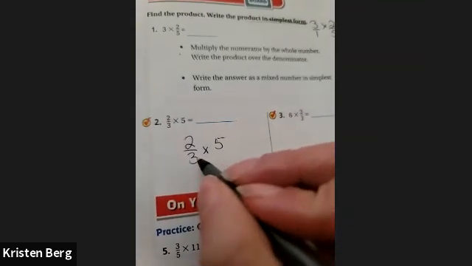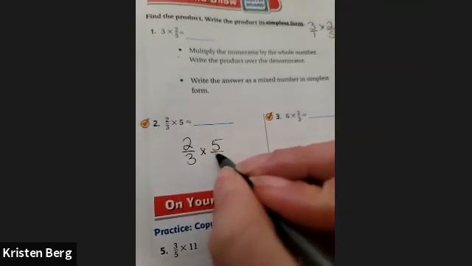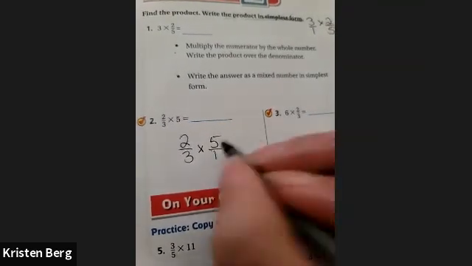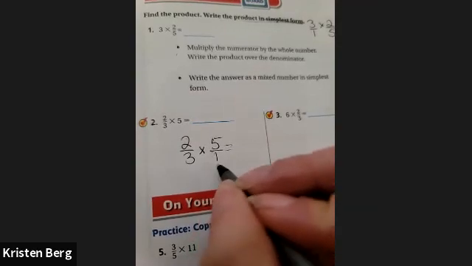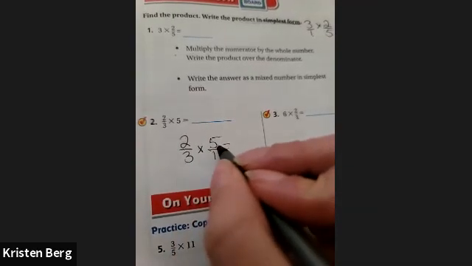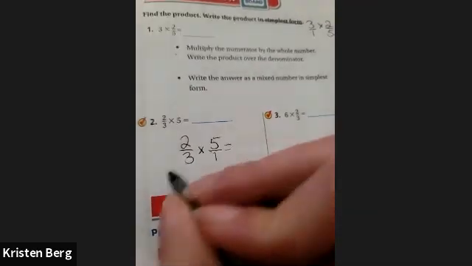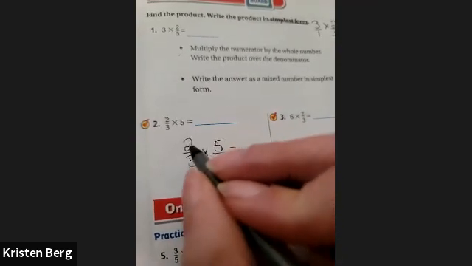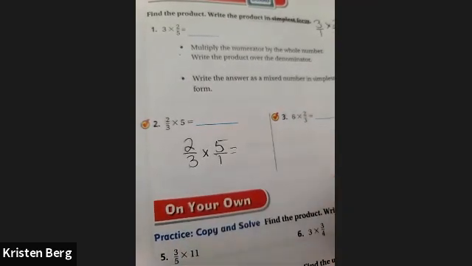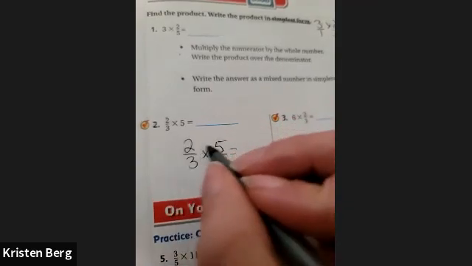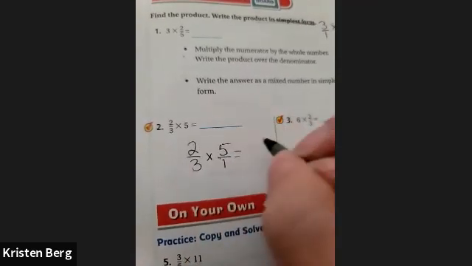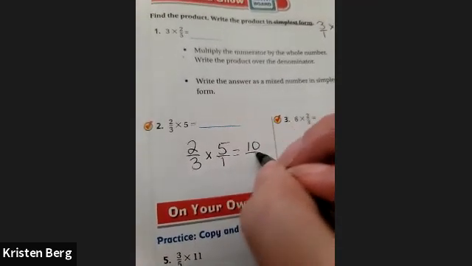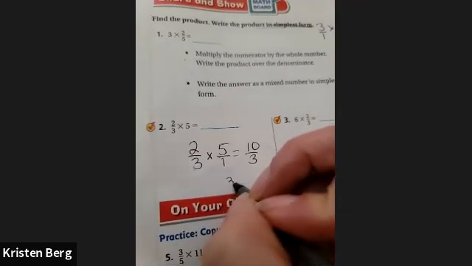This one is a fraction. This one is not in fraction form, so I'm going to put it over 1. And then we can go ahead and see if we can cross cancel anything. 3 cannot go into 5 evenly, so that will not work. And 1 into 2 is still 2, so that doesn't really help us either. So you can just simply go across. 5 times 2 is 10 over 3, which we cannot keep as an answer.